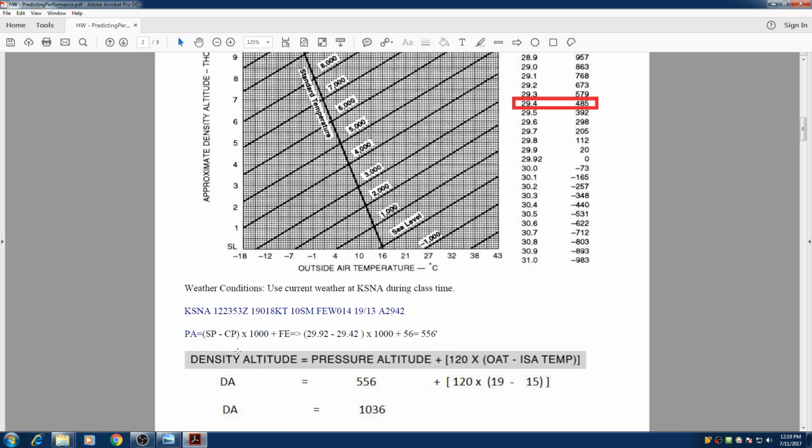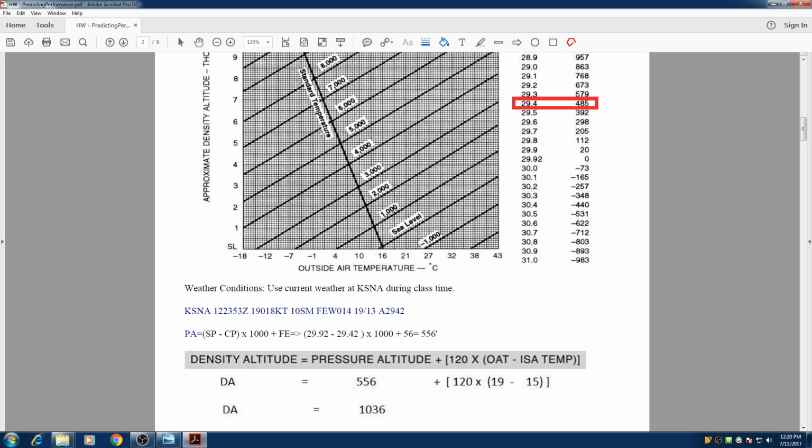Density altitude is pressure altitude corrected for non-standard temperature. So how do we correct it? We have this conversion factor, 120, which is always there, times outside temperature minus standard. So 120 times outside temperature, which is 19, minus standard temperature at sea level, which is 15 degrees. We take that off, and we find out that our density altitude would be 1036.